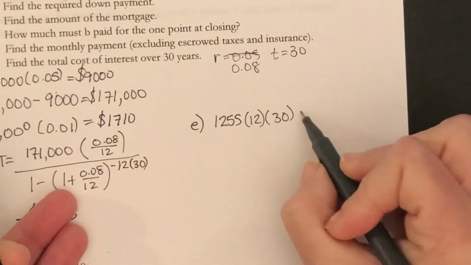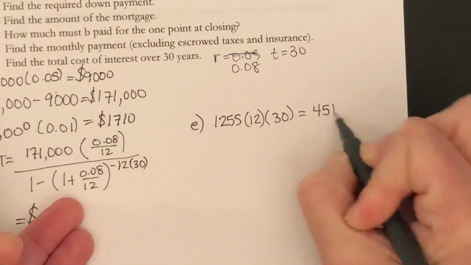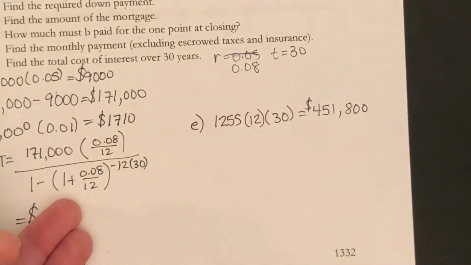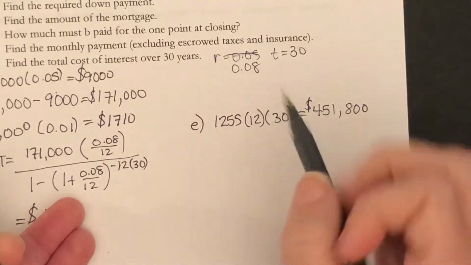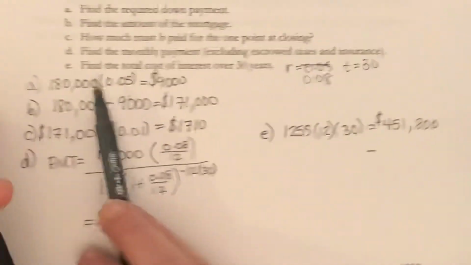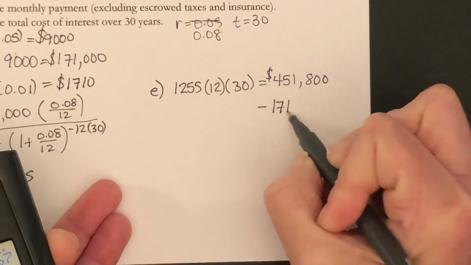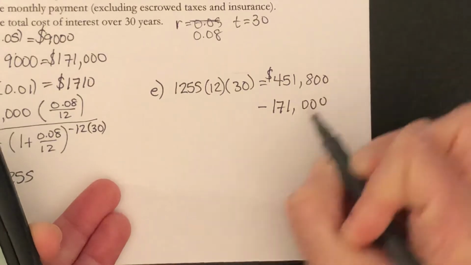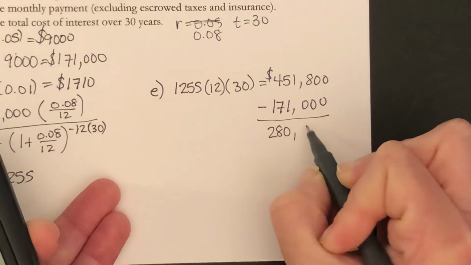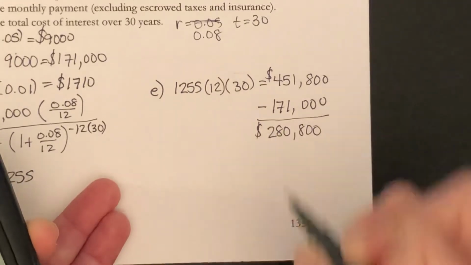And you will find that that gives you have made $451,800 in deposits. Now you take this and you subtract off the amount that we financed. Make sure you don't go back to 180,000. That's not what we financed. We financed the 171. So subtract off 171,000. And you have paid $280,800 in interest.